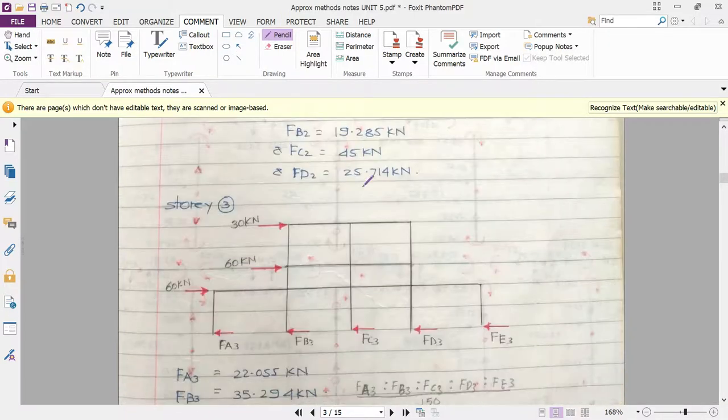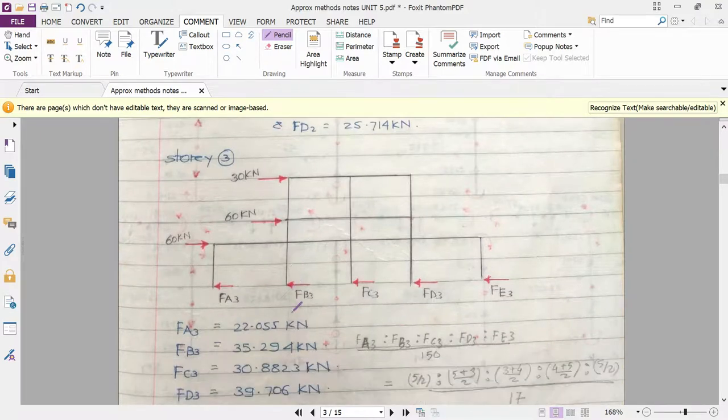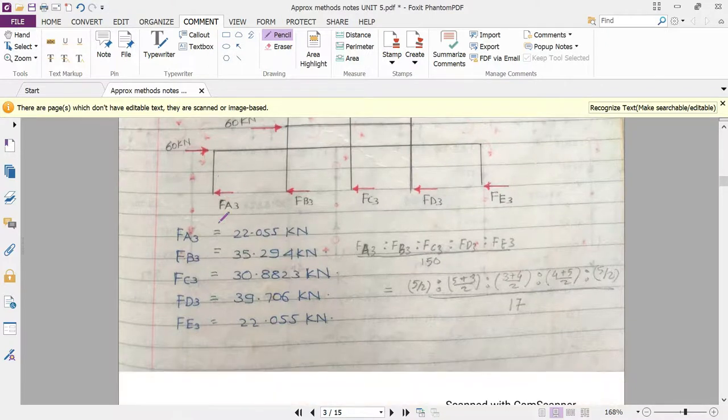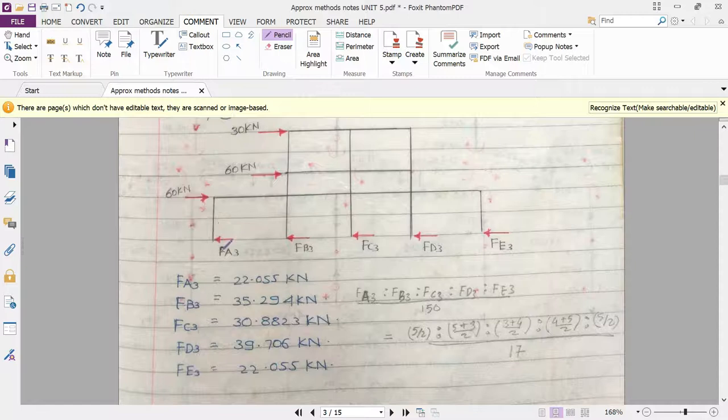Now let us go for the third story. If you see the third story, again the 60 kilonewton load is acting as a horizontal force. So the summation and contribution of all these forces has to be considered, and we have to follow the same steps that we have done earlier, and then we have to calculate the forces in A1, A3, B3, C3, D3 and F3.